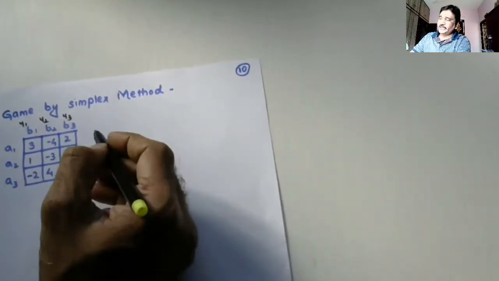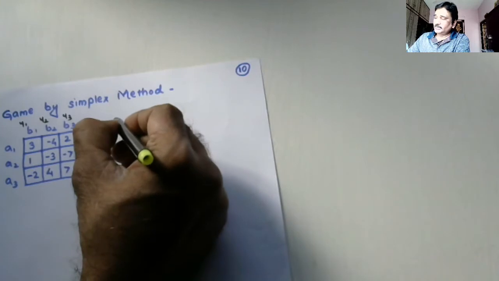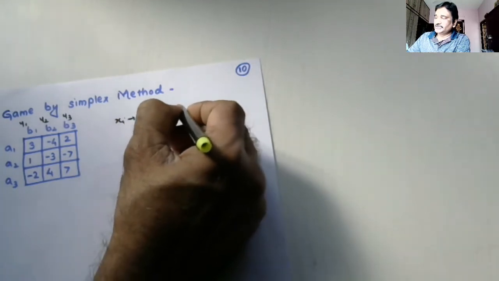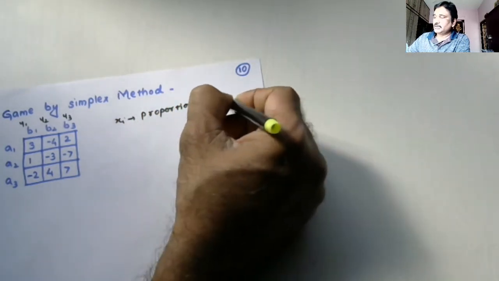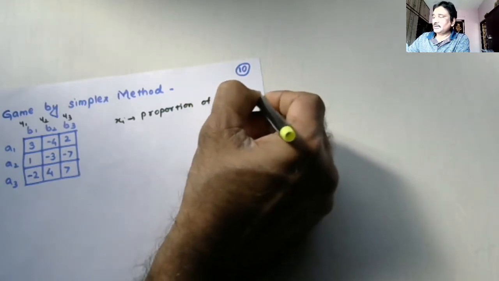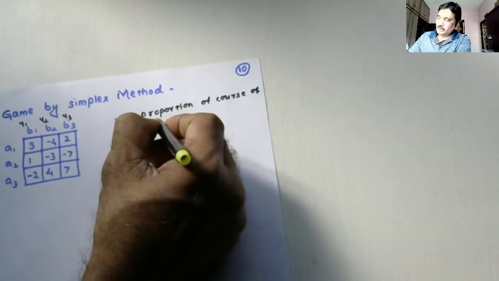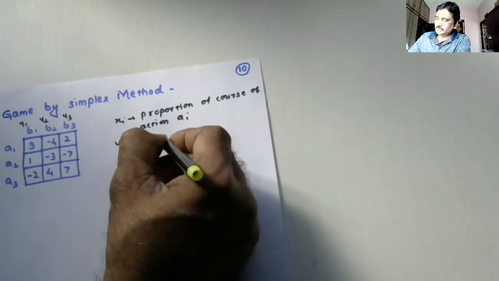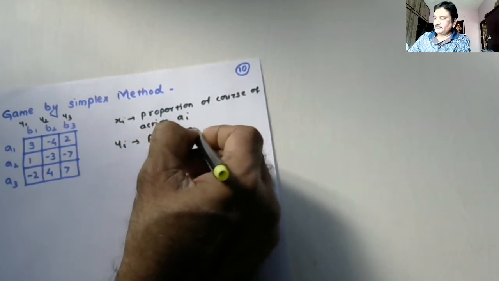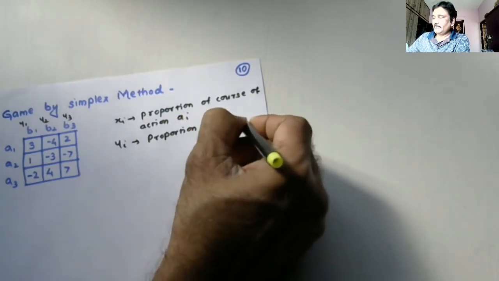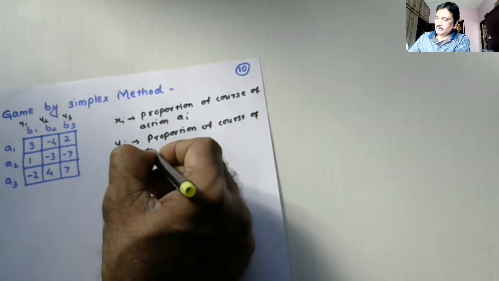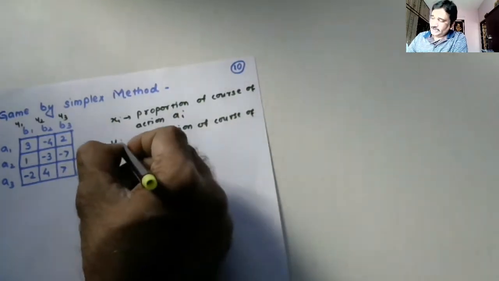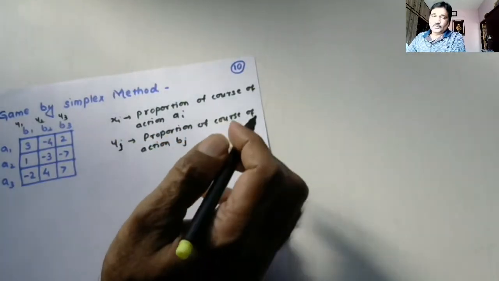Right? So here I write: let xi be the proportion of course of action Ai, and yj be the proportion of course of action Bj. I'll be calling that yj, the proportion of course of action Bj.